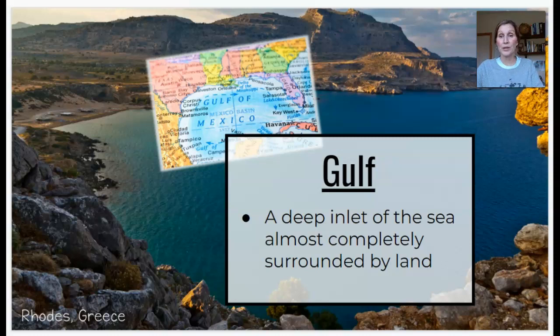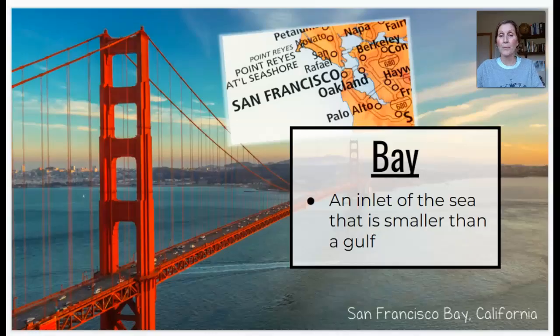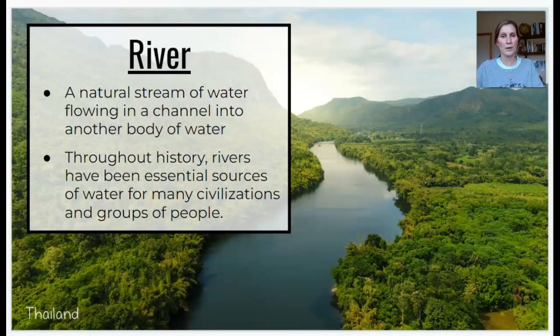Our next landform is a gulf, which is a deep inlet of the sea almost completely surrounded by land. And then we have a bay, an inlet of the sea that is smaller than a gulf. And as you can see in each of these pictures, on the bottom is a description of where they are located. This one happens to be in California.